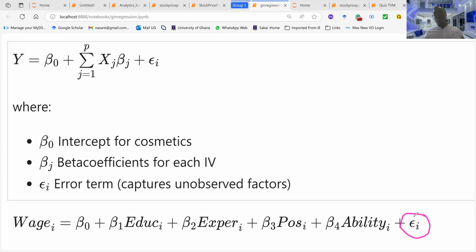The error term will capture all other possible relevant factors that have not been included in the specification process in the regression model. So we all know that education affects wage, experience affects wage, position affects wage, ability affects wage. There are other factors that affect wage, but they haven't been captured here, but they are all hidden inside the error term. Who can give me one factor that can affect wage? It must be a relevant factor. If it's not relevant, I'll tell you.